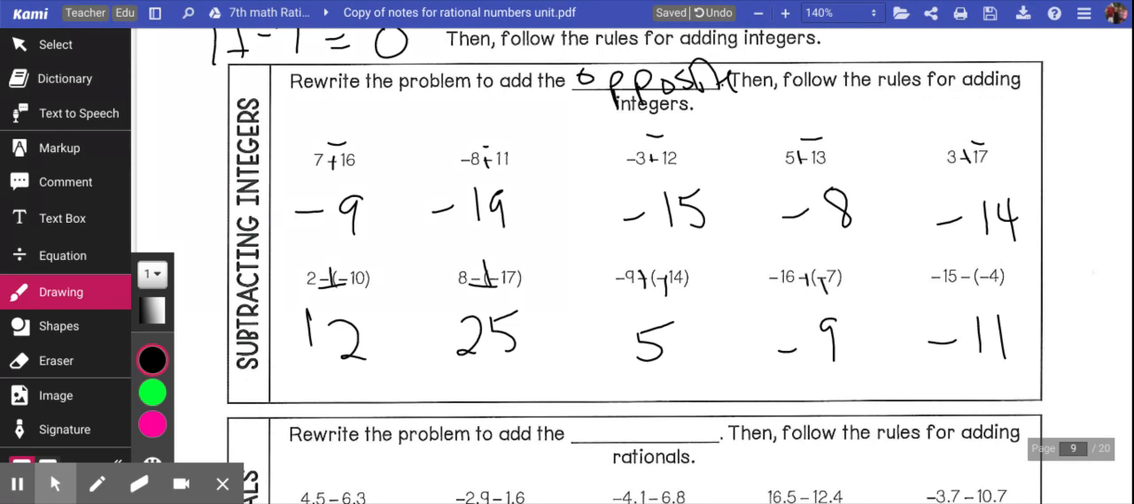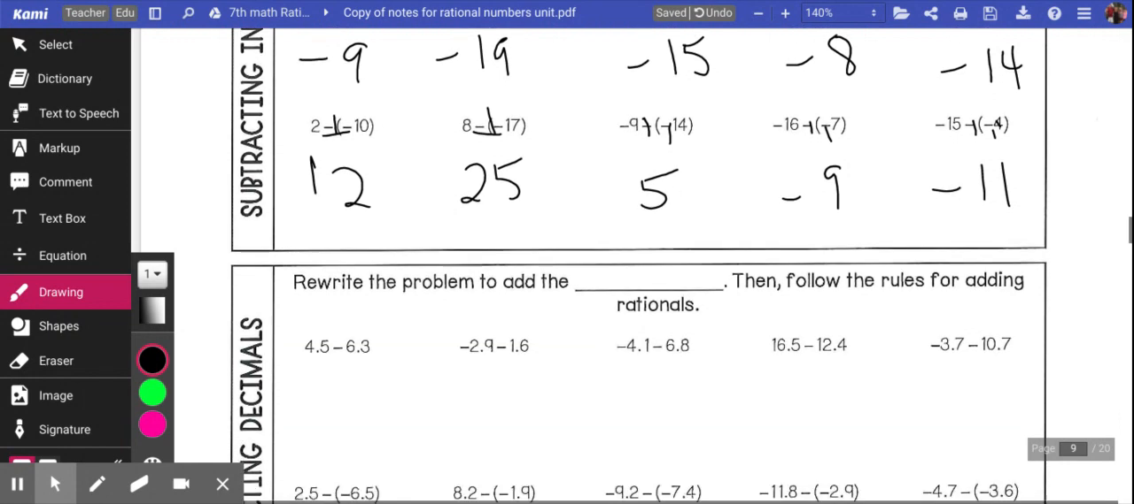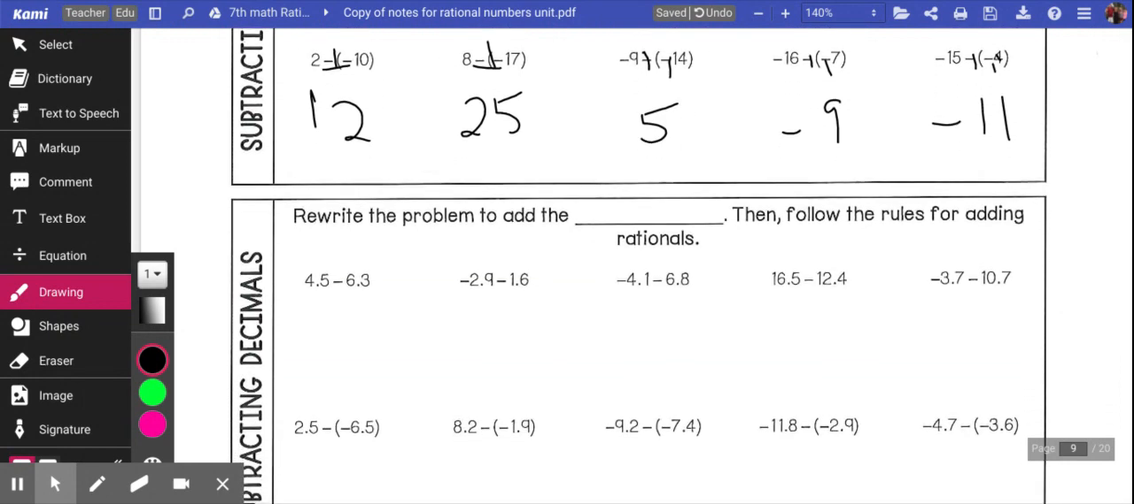Add the opposite, and we have a -16 and a +7. Add the opposite, so -11 is the answer. So down here, same rule, we're going to rewrite it to add the opposite. So you have add the opposite.